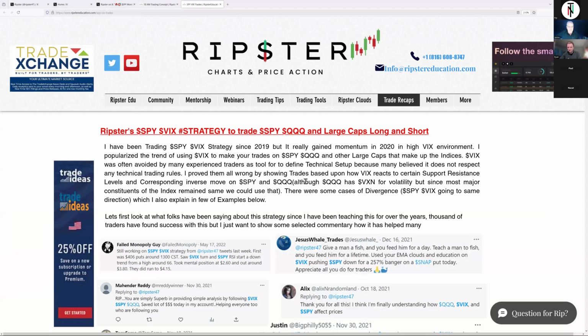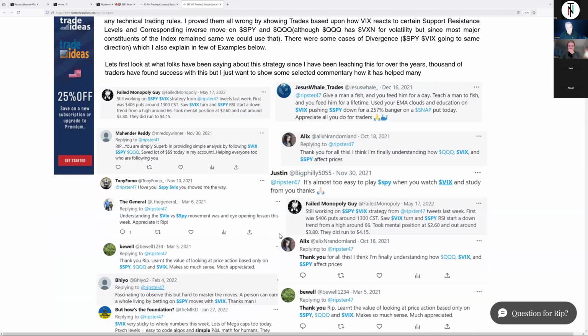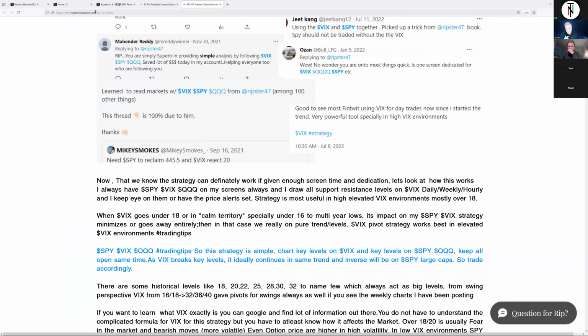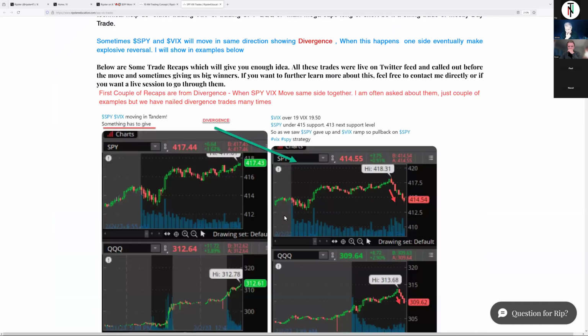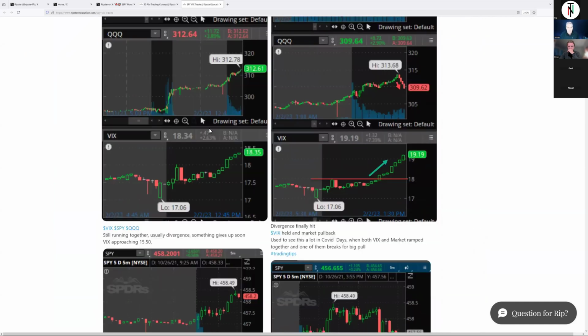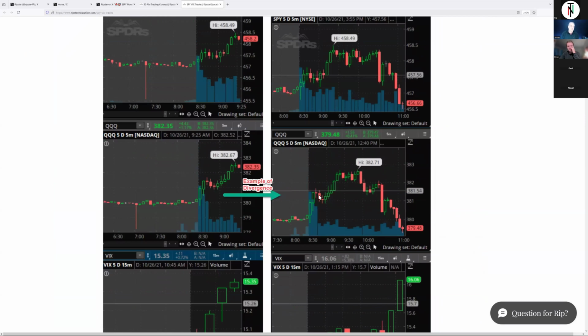It's a very complicated concept, but all you need to understand is when VIX breaks certain levels, the SPY will move in a certain way, and you can literally build a trading strategy, especially when VIX is over 18 and 20. It's a very volatile environment. I literally remember the levels 18, 20, 22, 25, 28, 30. They're huge levels, right? And again, you can go to ripstereducation.com. I have put those links there. You will see what happens to the market when VIX goes either way.